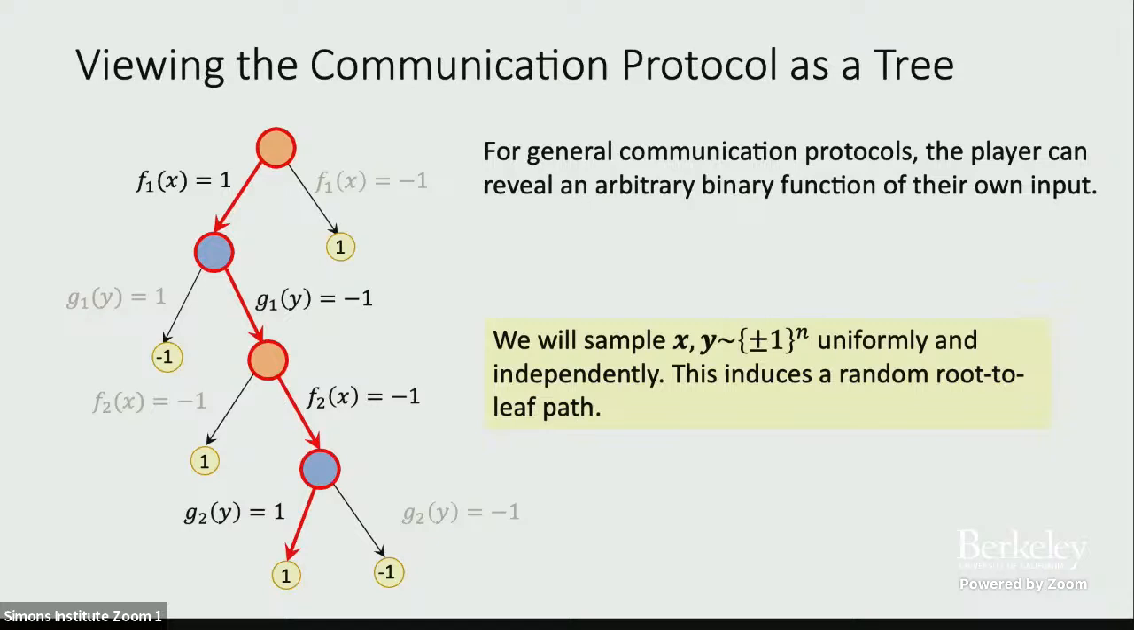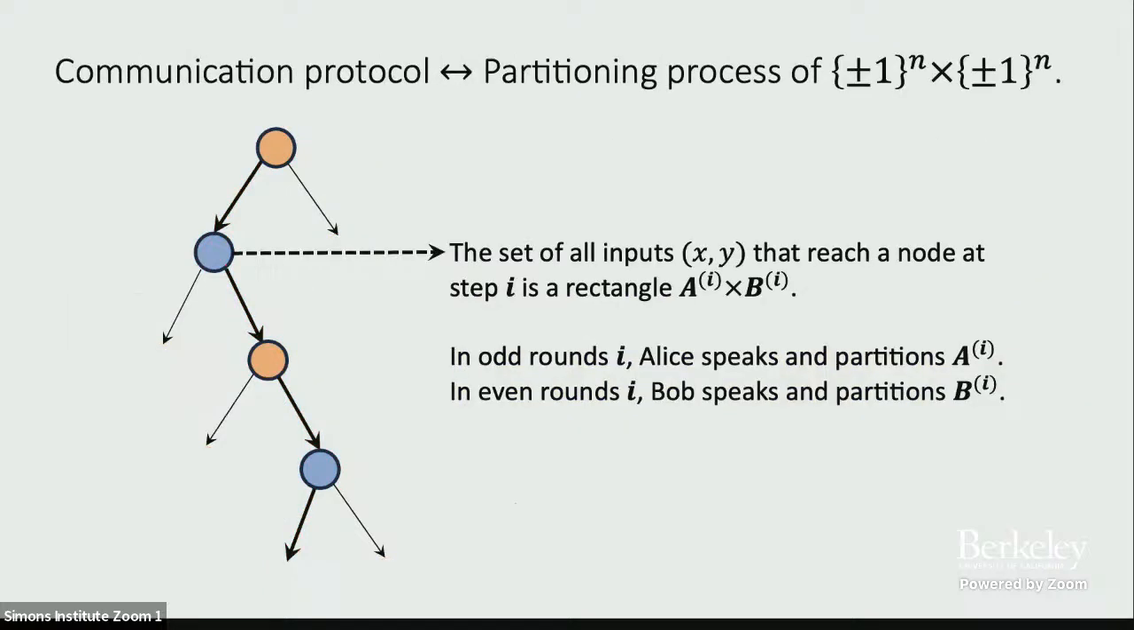Okay, so now I'm going to give the geometric picture. And the point is that you can view a communication protocol as a partitioning process of the input space. At the start, you have the space of all possible inputs, which is plus 1 minus 1 to the n times plus 1 minus 1 to the n. And as you go down this tree, this induces a partitioning process for the space of all inputs.